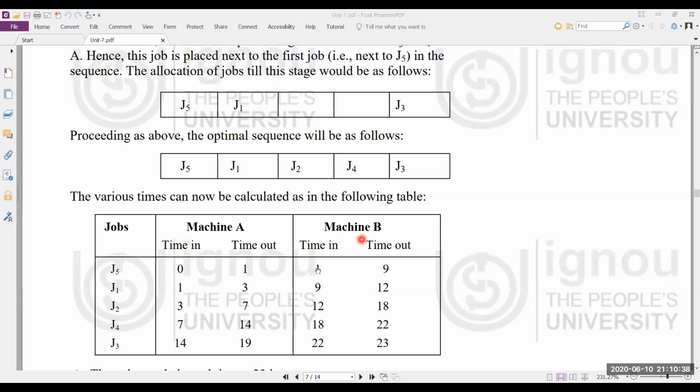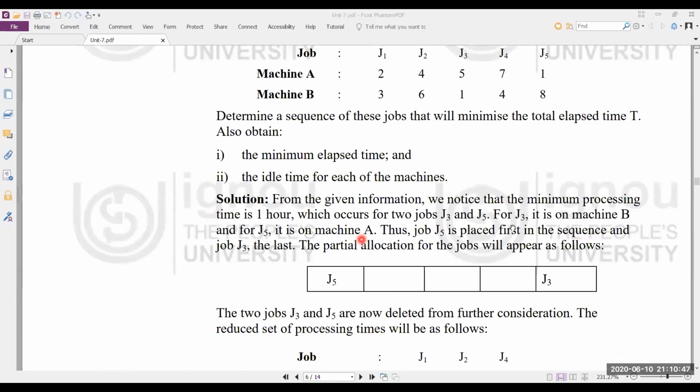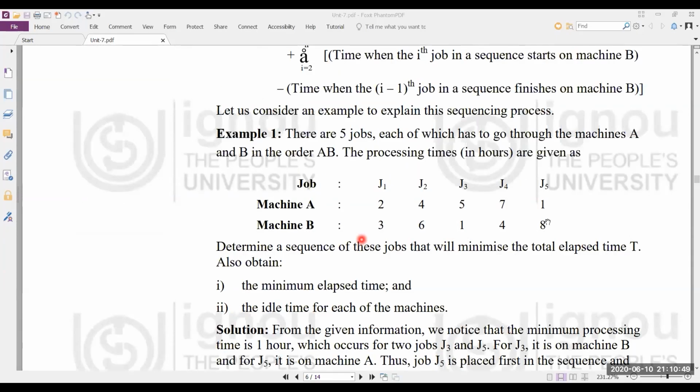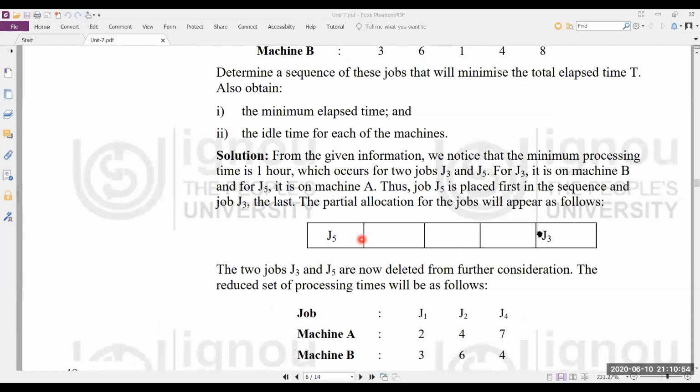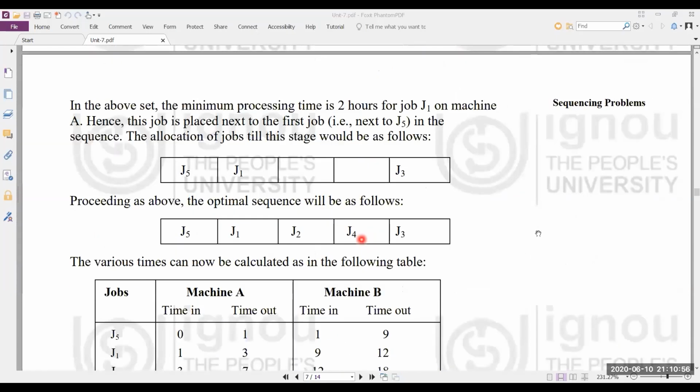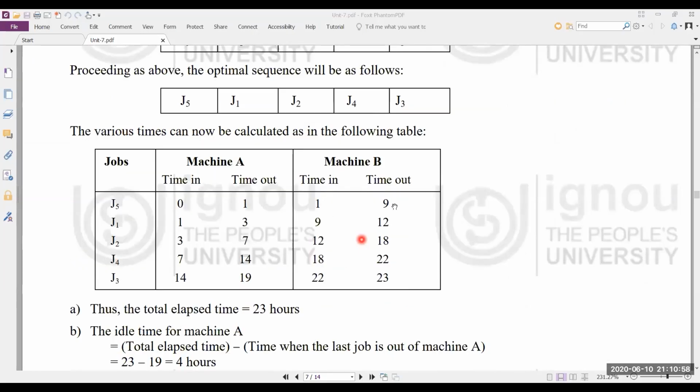So at that time machine B will be idle, and how many hours will machine B take for J5? Machine B takes 8 hours to complete the job J5. So if the incoming time is 1, then the outgoing time is 1 plus 8, that is 9. Okay, now when machine A is free, it takes up another job.